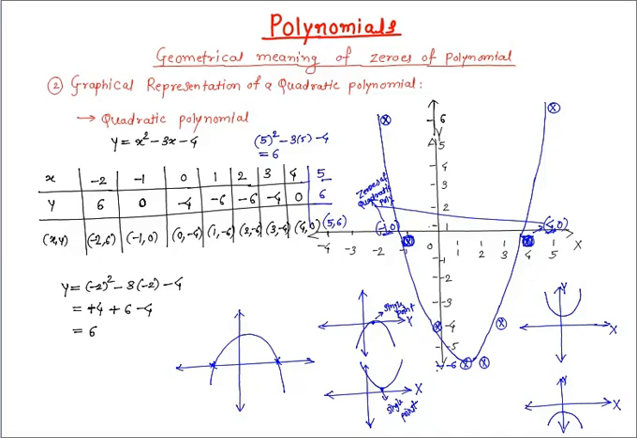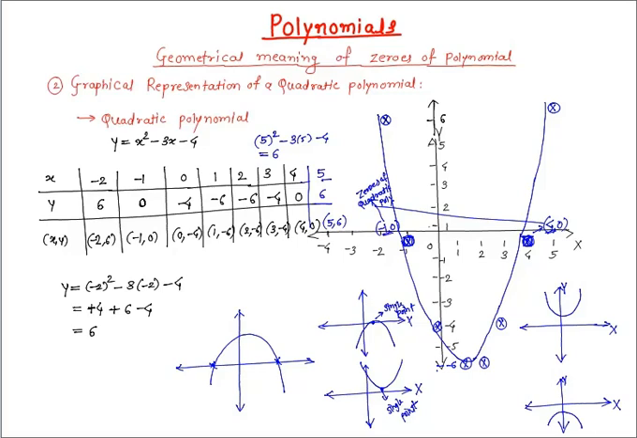So there are no zeros for this type of graph or for this type of polynomial. You can see it has no zeros. So we have learned 3 cases for quadratic polynomial. Case 1, the graph cuts the x-axis at 2 points. So it has 2 zeros of polynomials. Case 2, the graph touches the x-axis at only a single point. So it has only a single zero of polynomial.